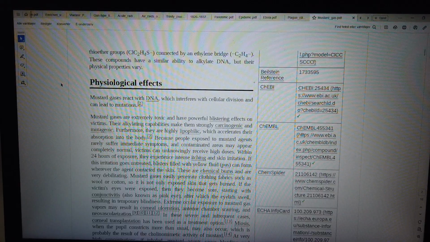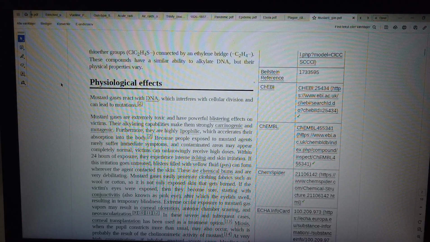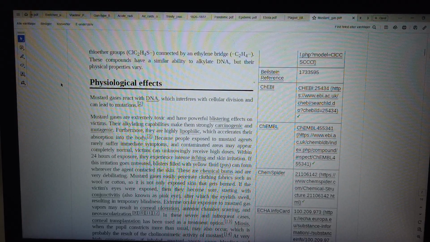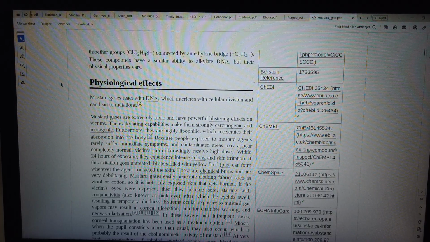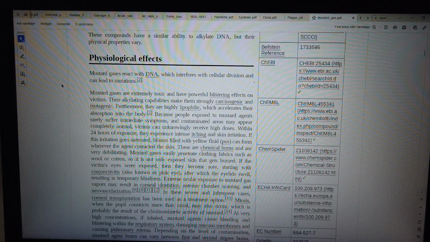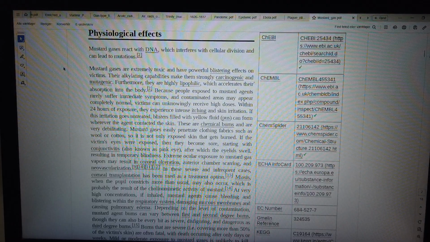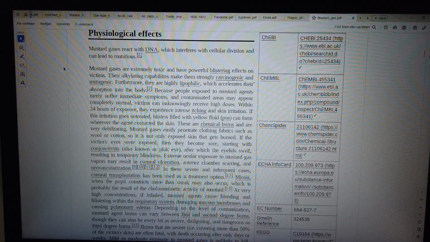These compounds have a similar ability to alkylate DNA, but their physical properties vary. Physiological effects. Mustard gases react with DNA, which interferes with cellular division and can lead to mutations. Mustard gases are extremely toxic and have powerful blistering effects on victims. Their alkylating capabilities make them strongly carcinogenic and mutagenic. Furthermore, they are highly lipophilic, which accelerates their absorption into the body.